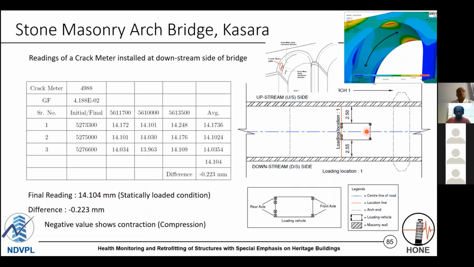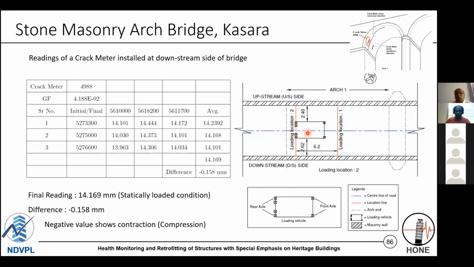When we put the load, the vehicle rear axle, at the crown of that particular arch, we observed that compression occurred here, which was correlating with our analytical result. In our analysis, we saw that the compressive stresses are increasing, and the crack meter is showing that it is actually contraction, not expansion of the joint. So our confidence level increases. Yes, we are understanding the behavior of this bridge.